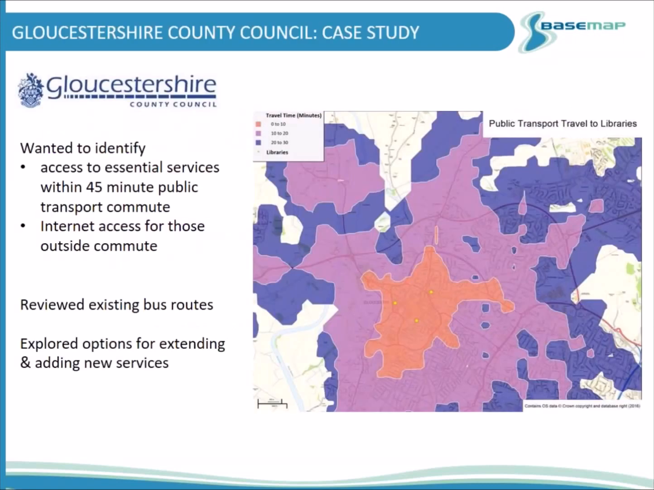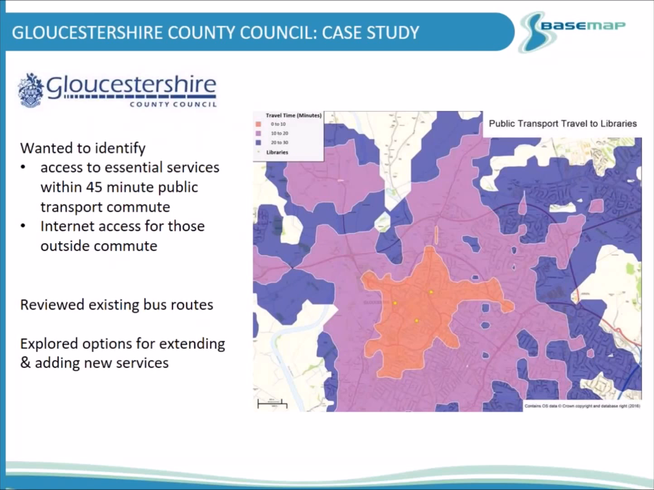So our next case study is looking at Gloucestershire, and this is a slightly different take on things. What they wanted to do was find out areas within Gloucestershire that were within a 45-minute public transport commute to essential services.